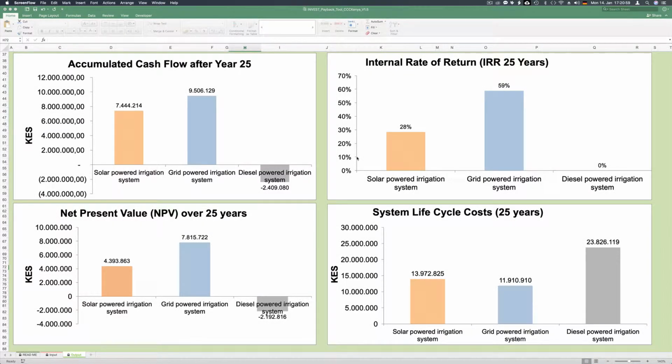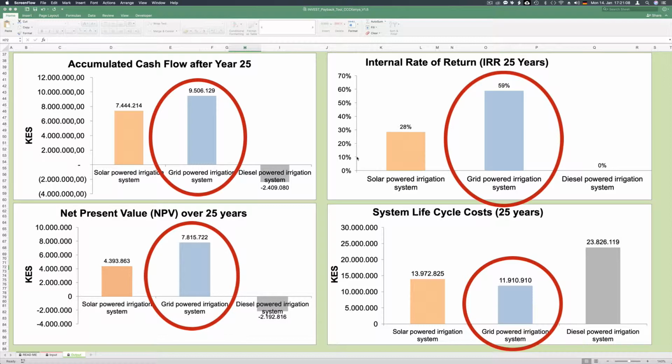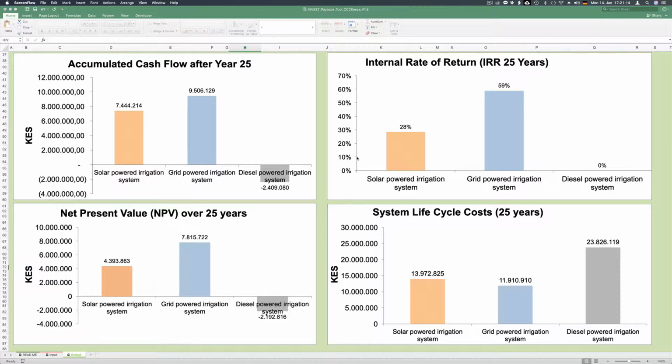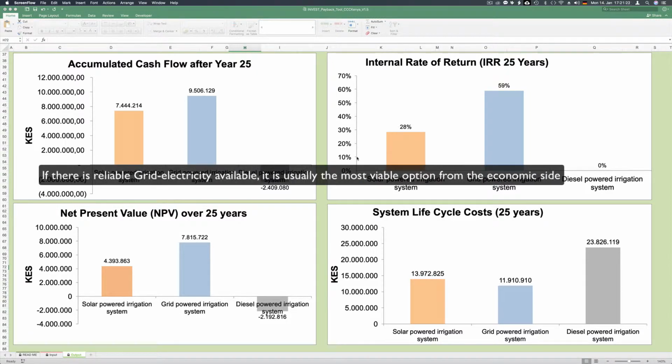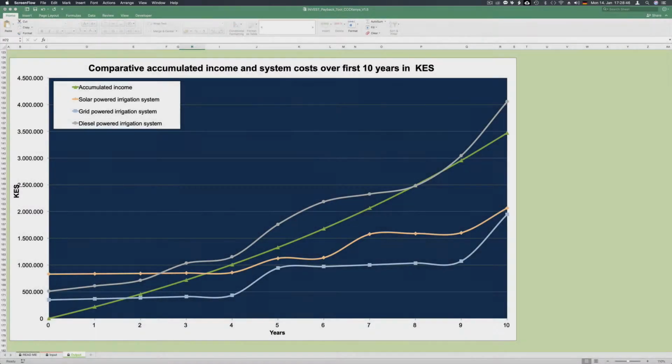The bar diagrams below show the analysis for the three options graphically. Here we can see that the grid-powered irrigation system has a slight advantage over the solar-powered irrigation system. You can imagine that the comparison depends on the location of your irrigation project. But as a general rule, if there is a reliable grid electricity close by, it is usually the economically most viable option.